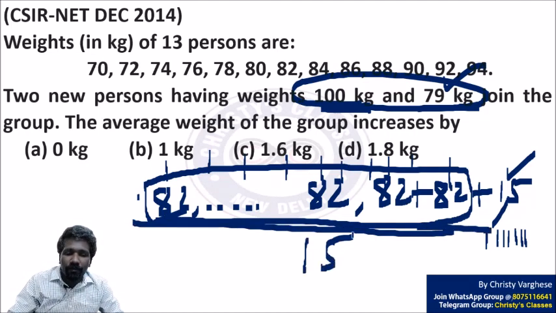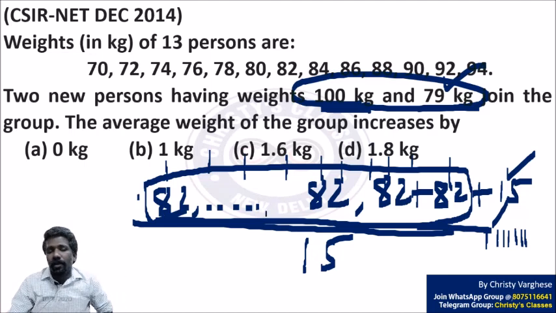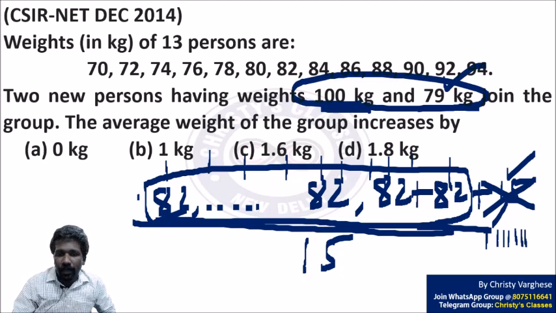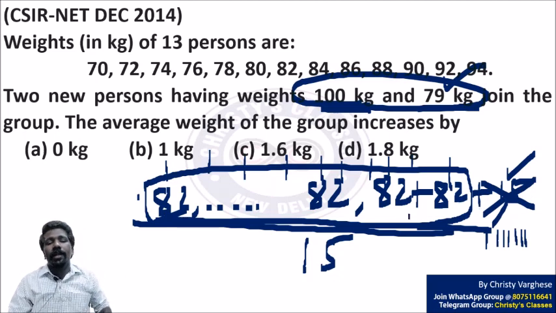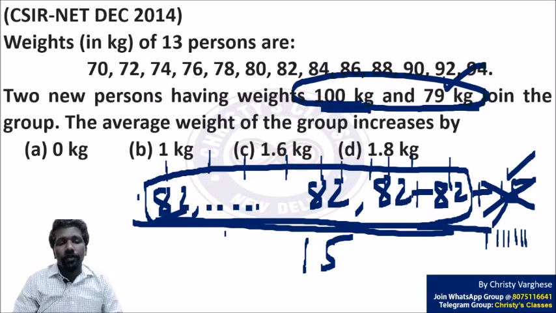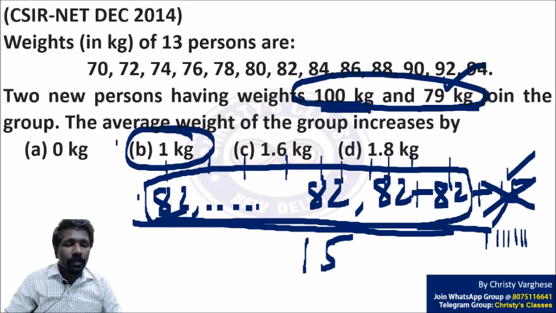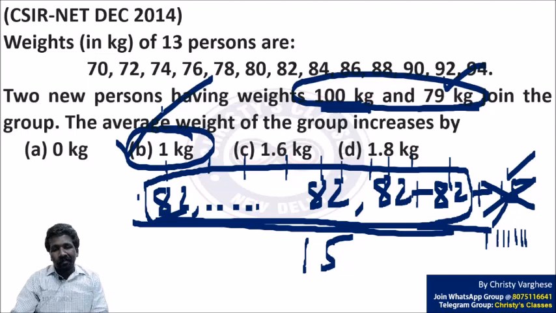You are dividing by 15. If all the terms are added by a constant number, the average also will be added by that constant number. I have taught you that theory earlier. Here all 82s are added by 1. So the average also will be increased by 1. That is enough to say that option B is the answer.